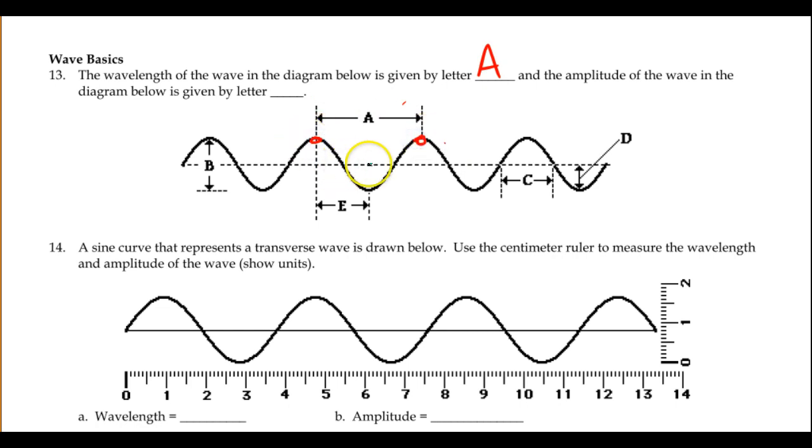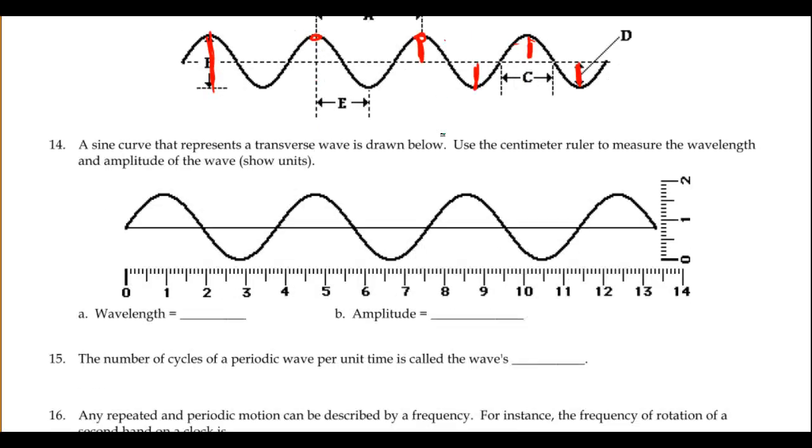The amplitude is D. Okay, be careful with the amplitude. It's not the entire height from the highest point to the lowest point. It is the distance between the high or low point and equilibrium. So here's between the trough and equilibrium. This would also be an amplitude. This would also be an amplitude. This would also be an amplitude. In a typical wave, those should all be the same.